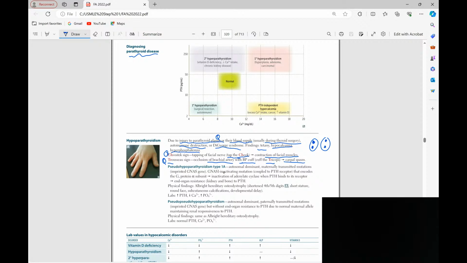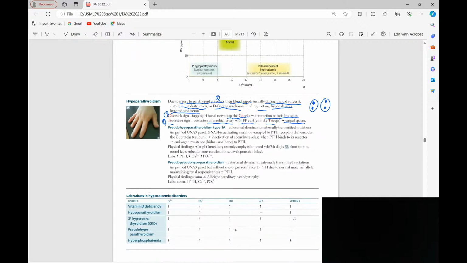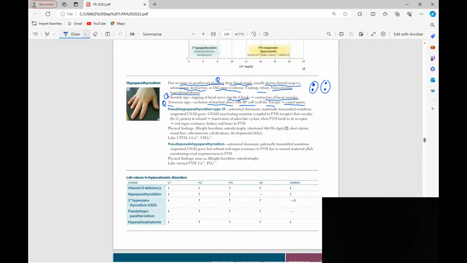And this pseudohyperparathyroidism part is not important for the exam. If you can study it, you can go with it. Also there will be many different conditions causing hypocalcemia. Even in secondary hyperparathyroidism, when there is hyperparathyroidism due to CKD, there is also hypocalcemia.